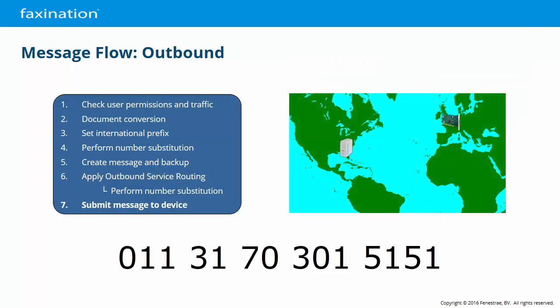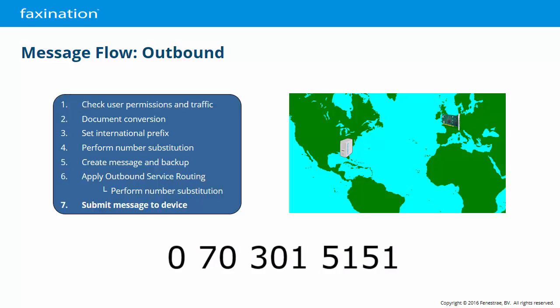Now we apply number substitution again, but this time using the dialing rules that are unique for that remote device. In the case of dialing a Dutch number from our remote fax device that is also in the Netherlands, we need to strip away the international exit code and the country code and replace those with a 0.